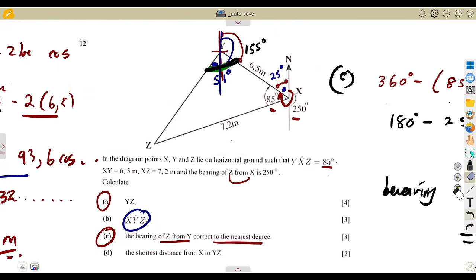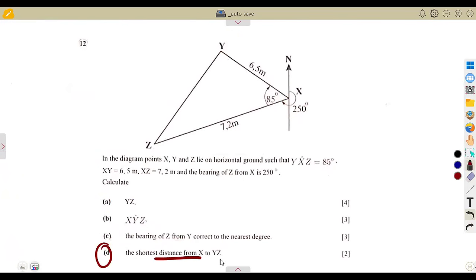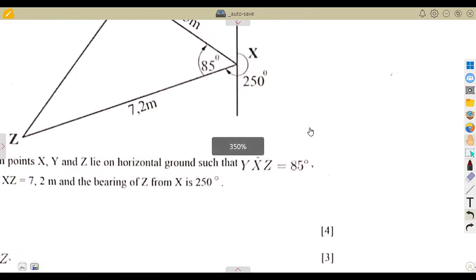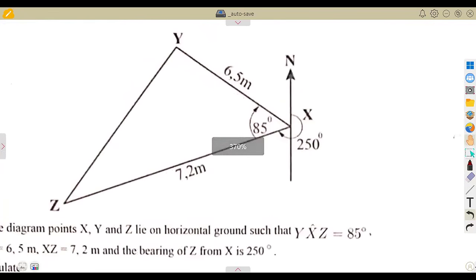All right, then the other part that we were given was the shortest distance from X to YZ. The shortest distance from X here to YZ. Remember, when you're doing construction, we talked about this. You constructed a perpendicular from a point to a line, which was at 90 degrees. That line that is at 90 degrees is the shortest distance that you have in a triangle. It meets the line at 90 degrees.